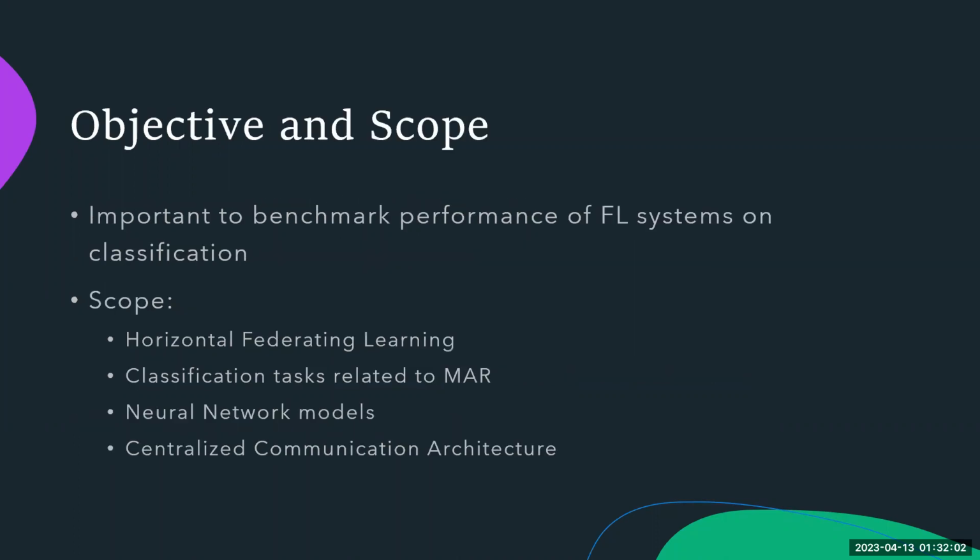Due to its importance in mobile augmented reality, it's important to benchmark the performance of federated learning systems on classification tasks and continue to improve it further. Thus, the objective of this study is to explore and analyze horizontal federated learning on classification tasks relevant for MAR, primarily image classification, using neural networks and a centralized communication architecture.